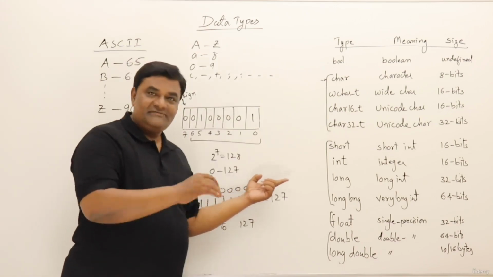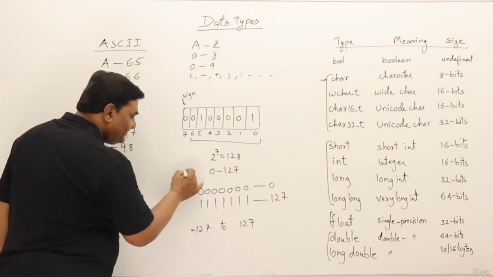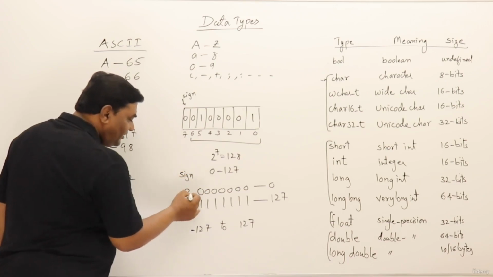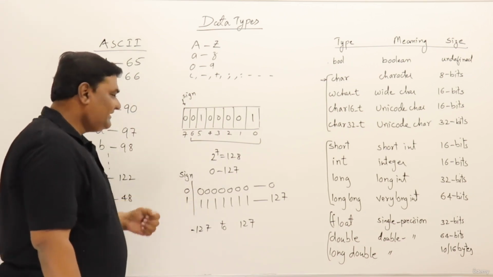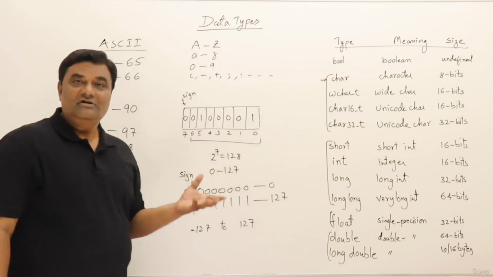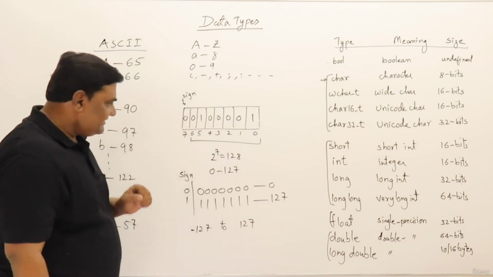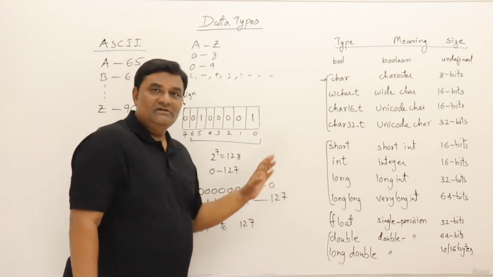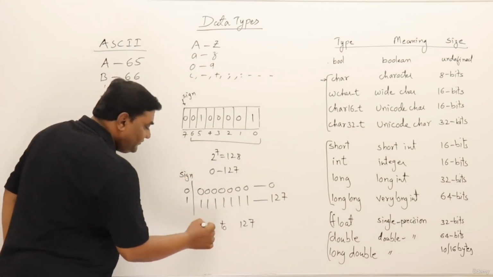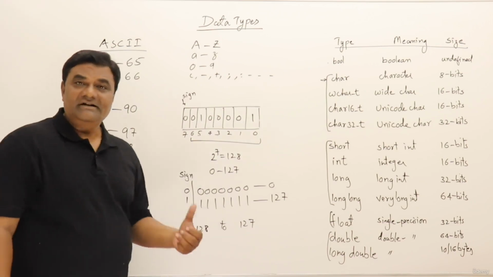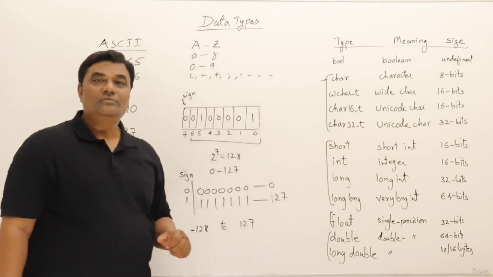So this 0 can be positive or negative also, and 127 can also be positive or negative. This sign bit can be either 0 or 1. 0 means it is positive, 1 means it is negative. So any of these numbers can be either positive or negative. That's how we have minus 127 to plus 127. But one thing here is, 0 cannot be negative. But negative 0 we call as 128. It is minus 128 to 127. So the range of this character is minus 128 to 127.